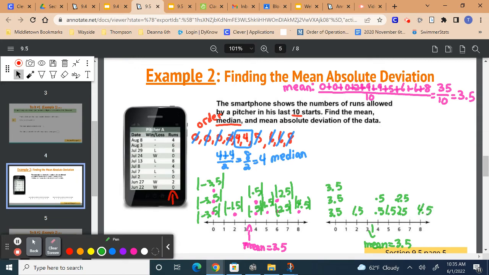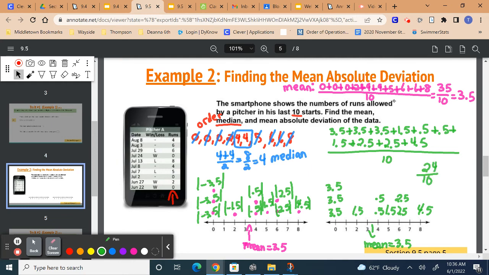Okay. So now we have to find the mean of all of our absolute values. So you're going to do 3.5 plus 3.5 plus 3.5 plus 1.5 plus 1/2 plus 1/2 plus 1.5 plus 2.5 plus 2.5 plus 4.5. And we're going to divide all of that by 10. All right. And then you get 24 over 10, which is 2 4/10. And this is your mean absolute deviation.